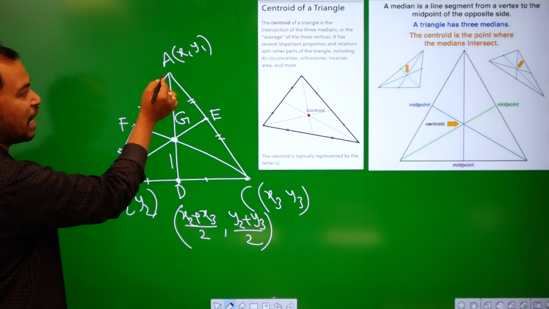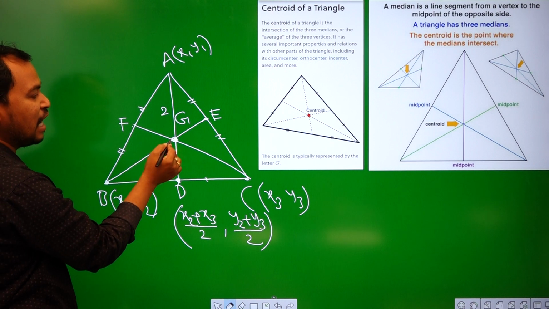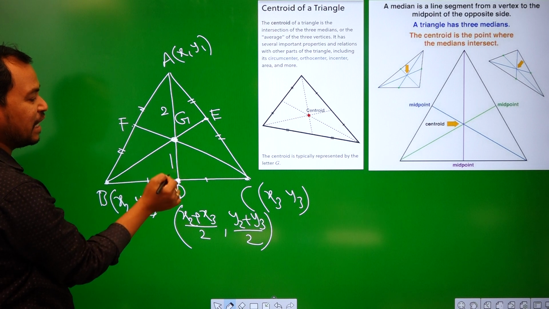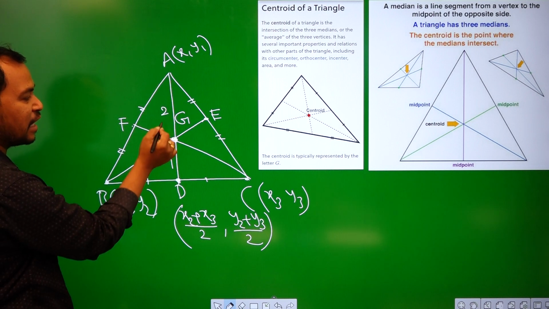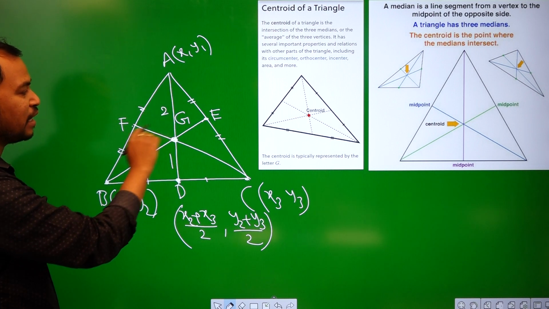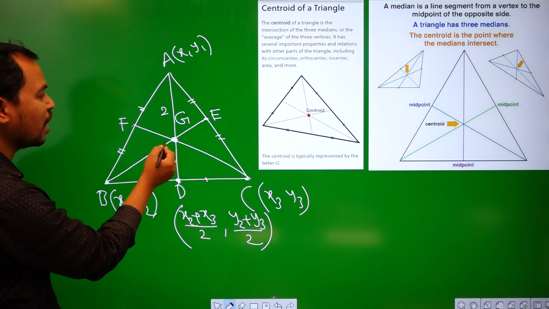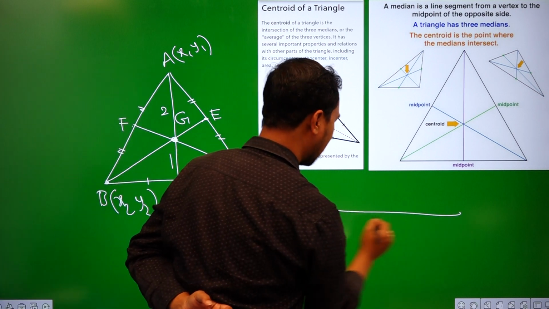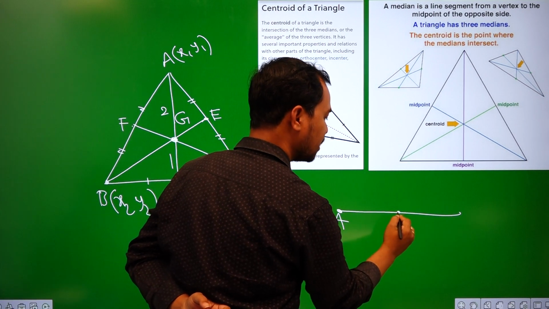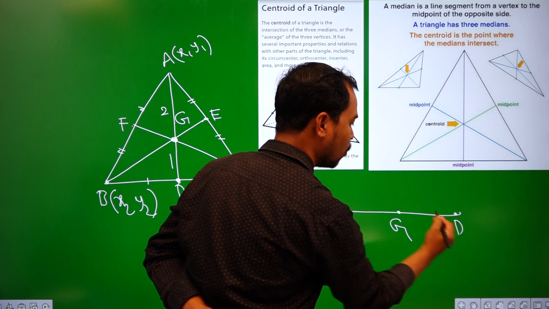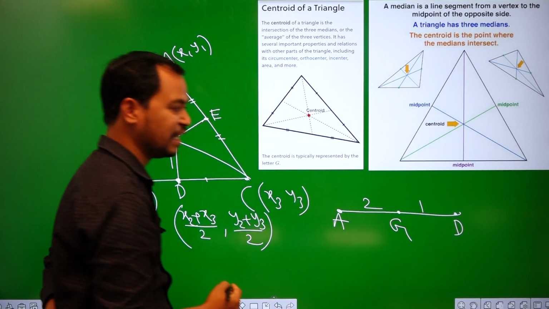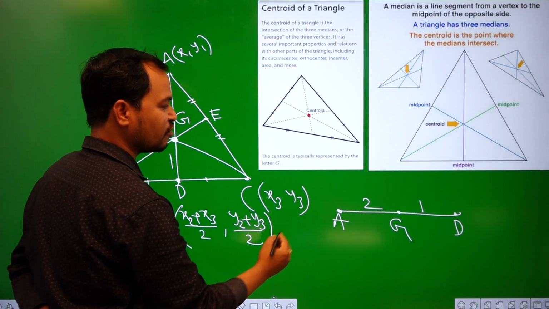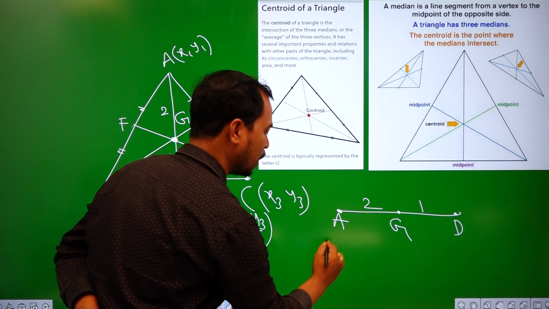I know the D vertex as well as the A vertex. A is (x1, y1), and I know the ratio in which G divides it. Here G is dividing the line segment AD in the ratio 2:1. So by using the section formula or division formula, we can find this G. See here, this is A, this is G, and this is D. Now G is dividing line segment AD in the ratio 2:1, so apply the section formula.